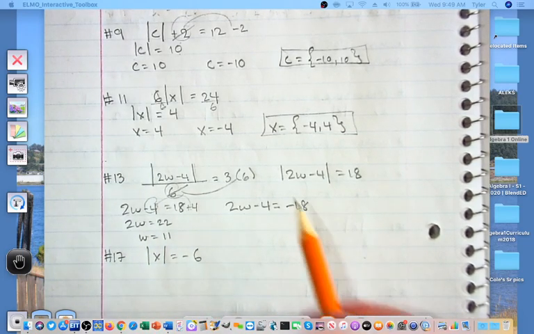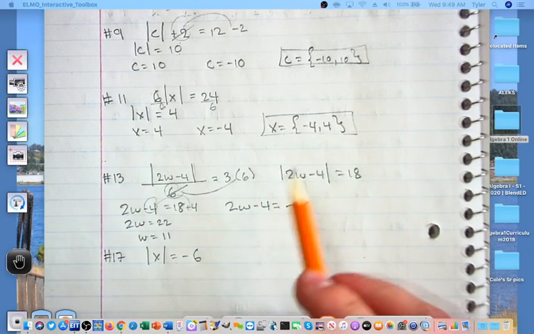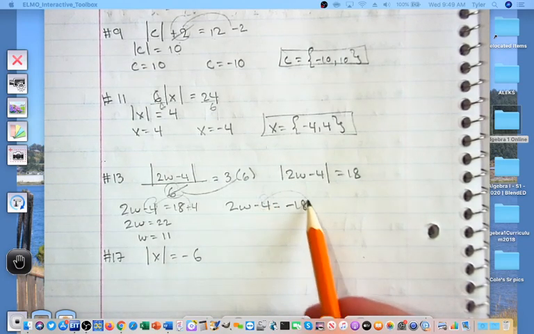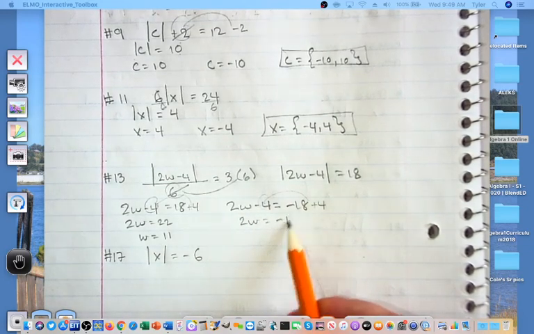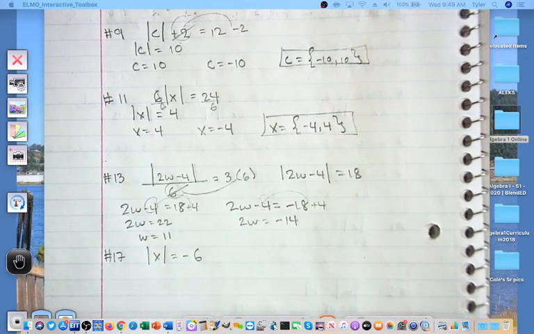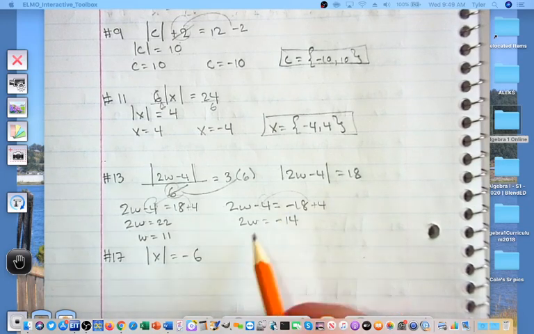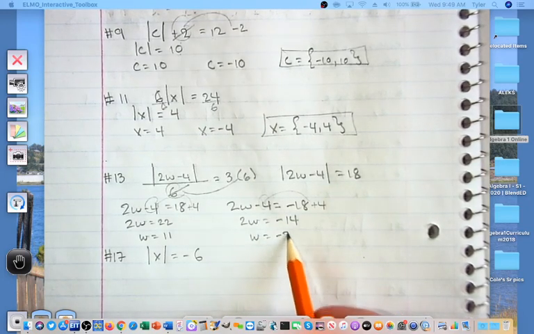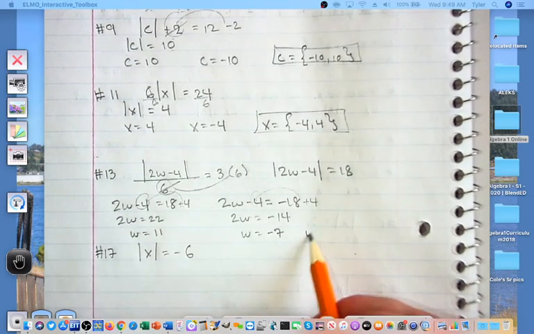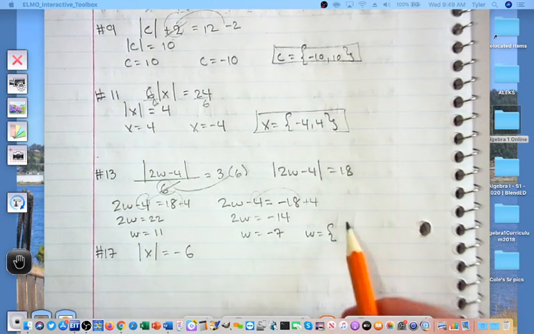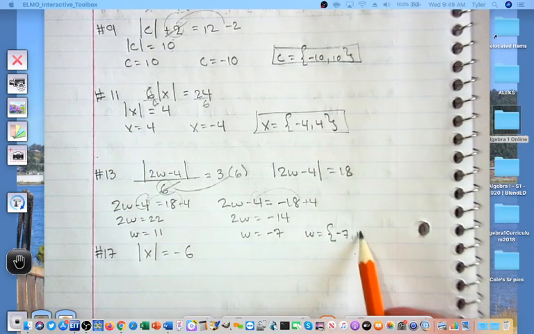Let's do the second. I actually do the same 2 steps to solve it. I'm going to start by adding 4. But this time I get 2w is equal to negative 14. And once again I divide by 2 and discover that w is equal to negative 7. Let's write our answer as a solution set. W is equal to the solution set, negative 7 and 11.